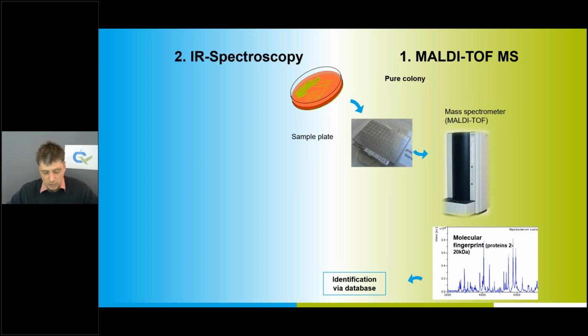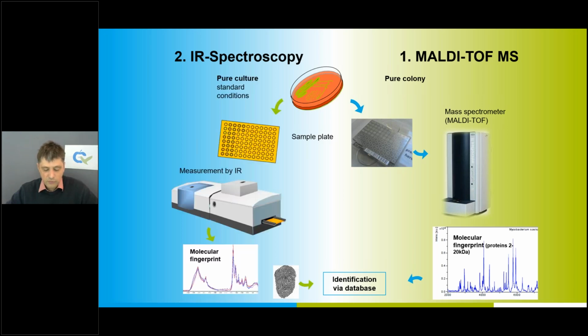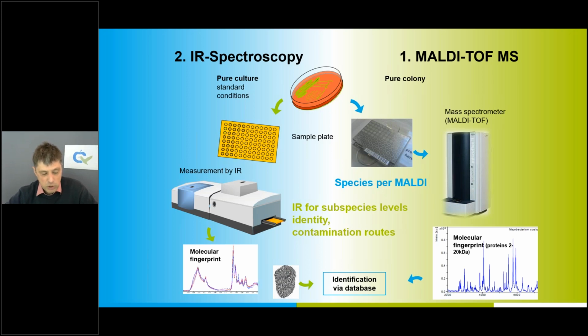For infrared spectroscopy, the workflow is similar. Starting with a pure culture on solid media, dried bacterial films give an infrared spectrum, a fingerprint of bacterial components which can be compared with reference spectra. The identification is done by assignment to reference entries in a database too. We use MALDI for the species level and infrared spectroscopy for subspecies, for analysis of identity or for contamination routes.